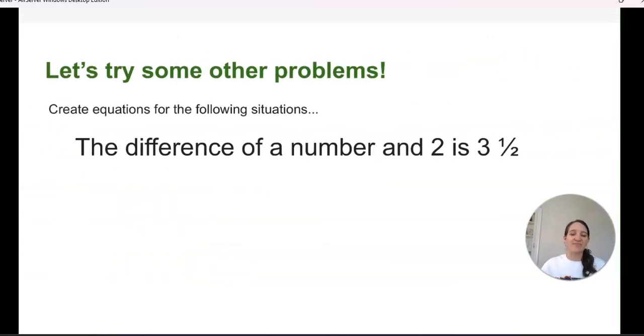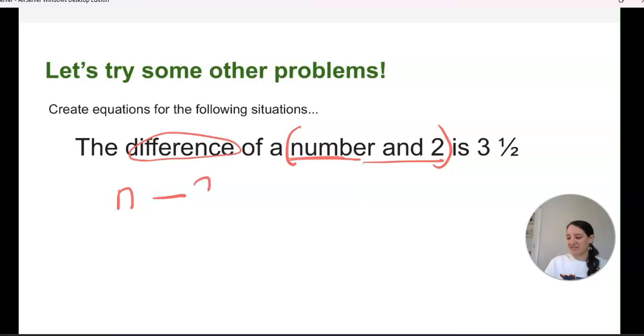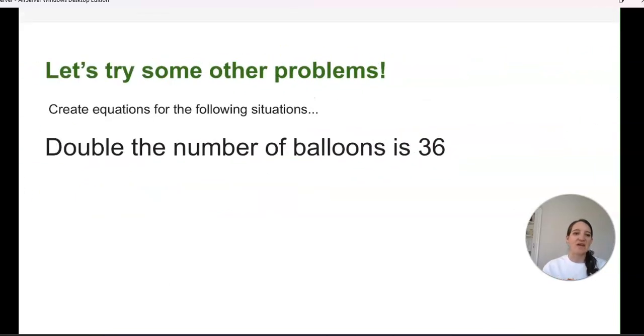All right, let's try some together. You pause, try it on your own, and then replay to see if you did it correctly. Okay. The difference of a number and 2 is 3.5. Difference means subtract. What are we subtracting? We're subtracting a number. I'm going to use n and 2. So those are the two things we're finding the difference of. The difference of a number and 2 is 3.5. Okay? Double the number of balloons is 36. How do we do double?